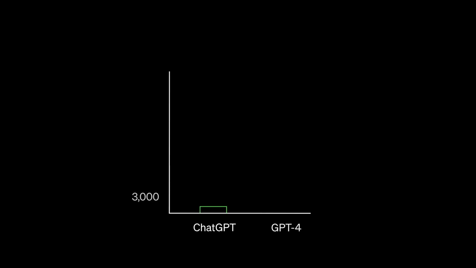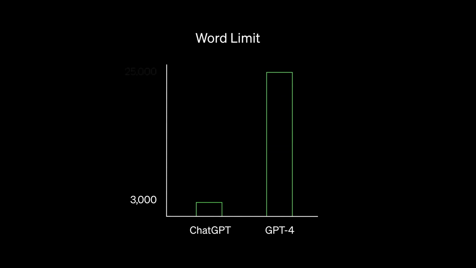Another big update is the number of words it can now process. 8 times more than GPT-3. It can process up to 25,000 words at once. This could mean larger documents and longer articles.